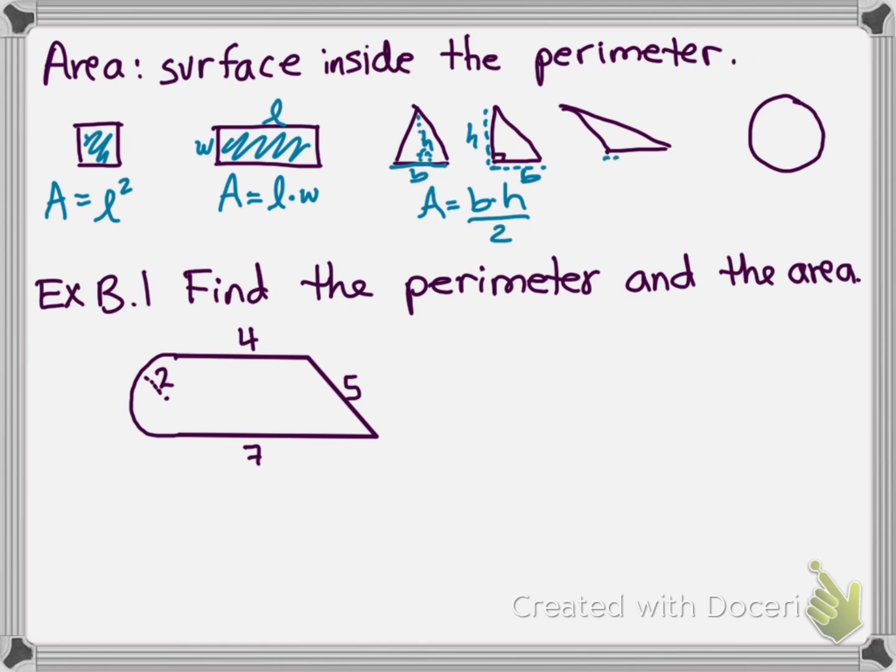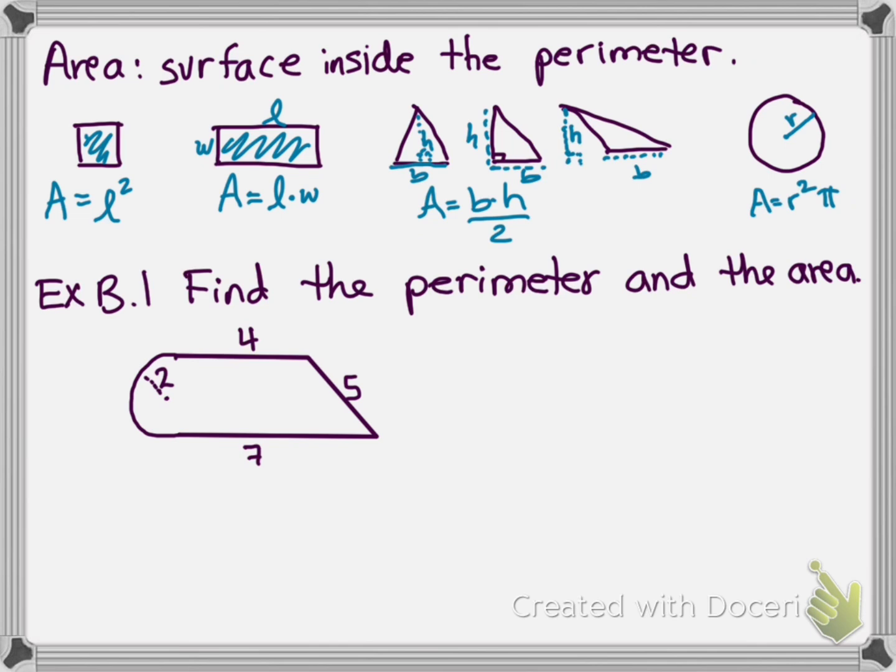Then on an obtuse triangle, we have the base, and then the height is on the outside. It's an external height, but it's also perpendicular to the base, and that would be the H. So it's the same formula, we just have to be careful on how we look for the base and the height. Now finally, the area for a circle is going to be the radius square pi. Okay? So let's see how we do this example B.1.